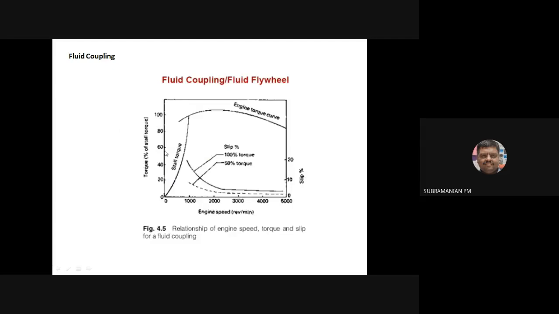The turbine is stationary, my impeller has started rotating and the impeller starts to deliver torque to the turbine, and this condition is known as stall. Okay, so later what will happen? When the percentage slip is reduced, my engine torque will be decreased. See this region: whenever the slip is reduced, because my turbine speed is increasing and matching the impeller speed, my torque transmission is getting reduced.